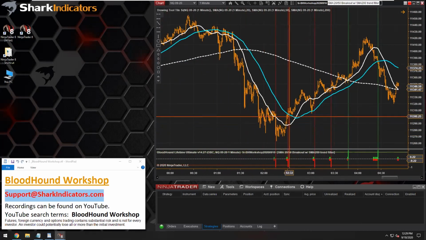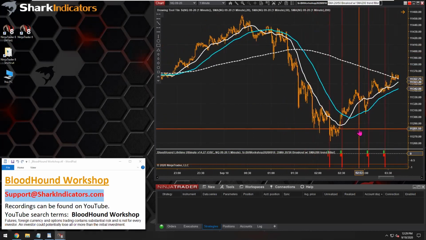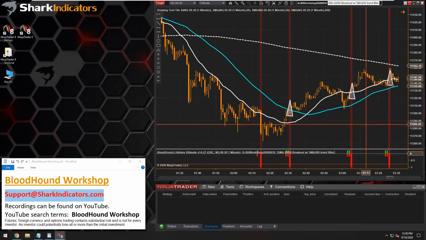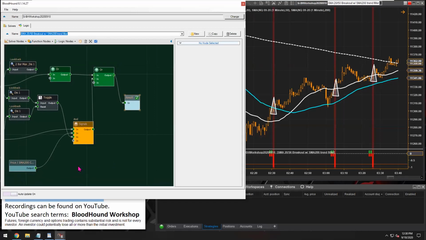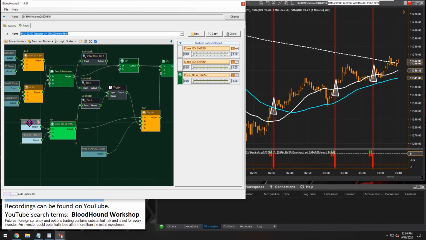Well, we can go back here. I can use this area here too. So we want to eliminate these signals. There we go. All right, so let's break open our system here. It's going to be a matter of controlling the crossover signals, putting conditions and limits on the crossover signals here.